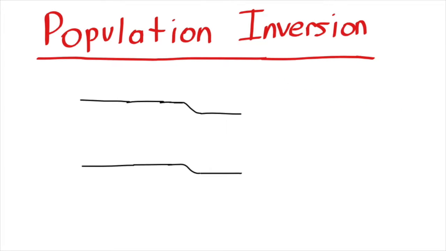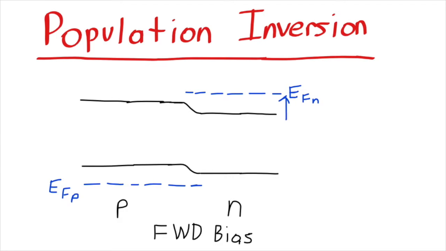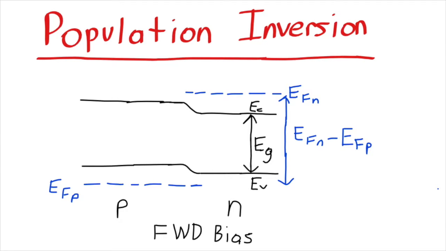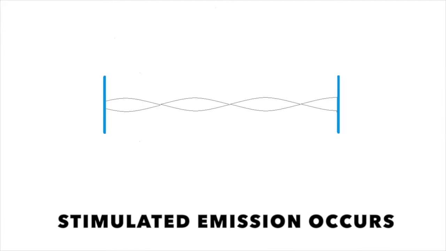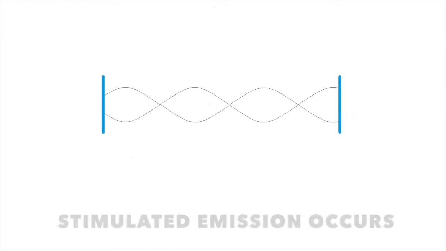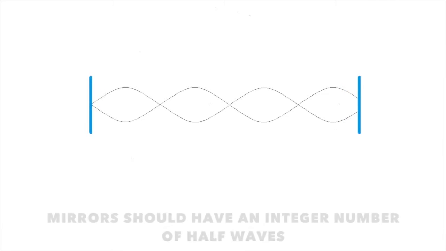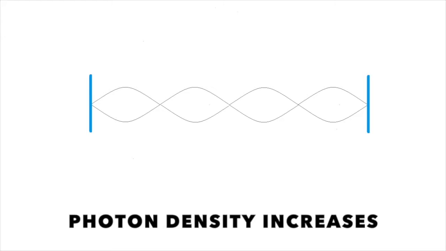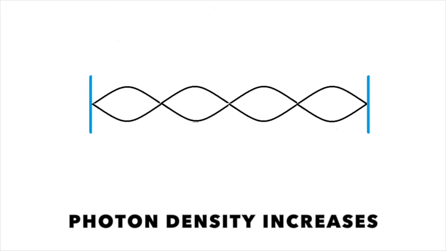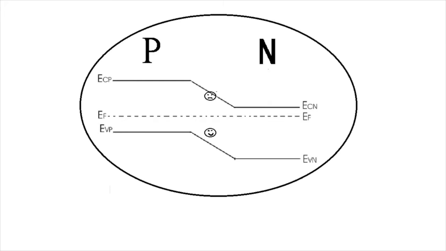Population inversion can be achieved in a forward bias PN diode when the difference between the quasi-Fermi levels is greater than the energy gap. In order to provide enough stimulated emission for lasing action, we increase the photon density by using mirrors. A lasing medium inside an optical cavity consisting of mirrors ensures that photons created will stimulate the creation of even more photons. The mirrors need to be spaced by an integer number of half waves to ensure that the photons created will not destructively interfere with each other.